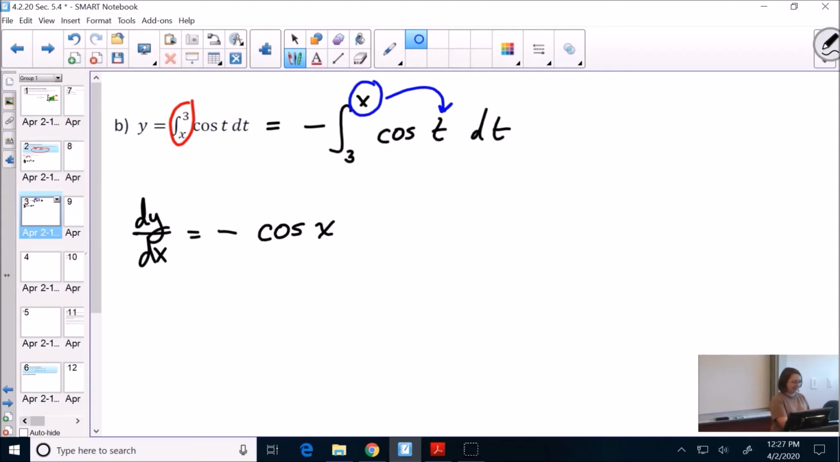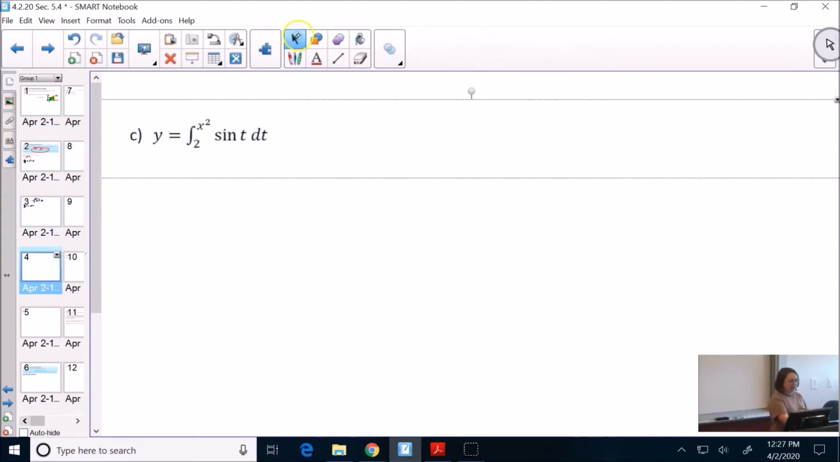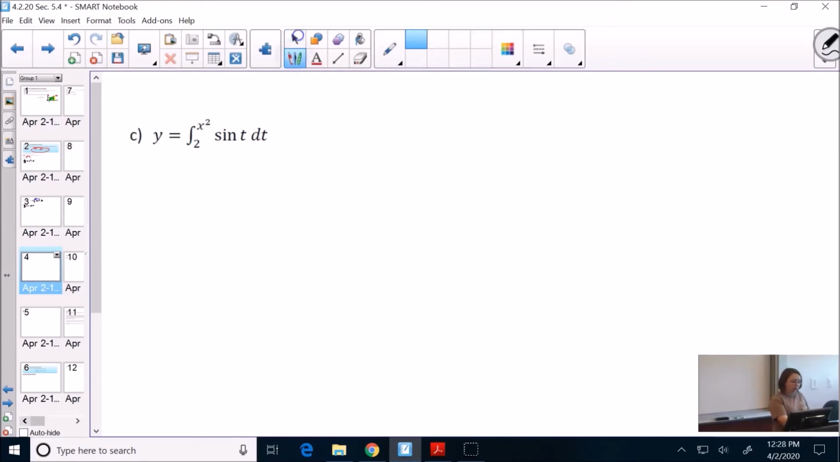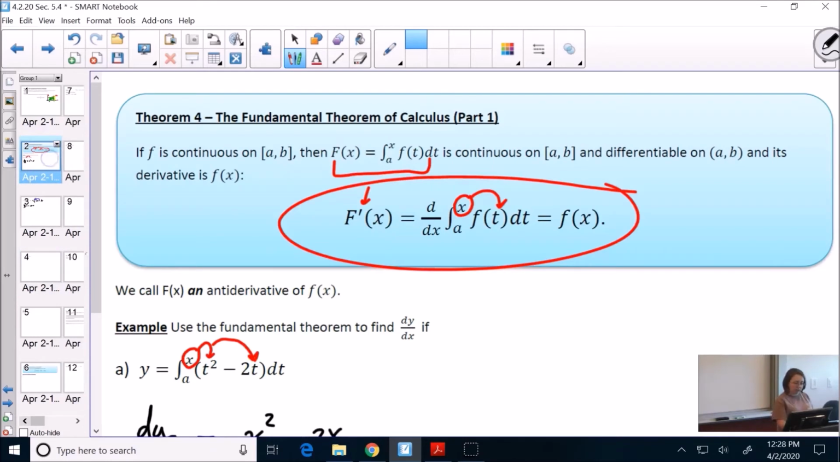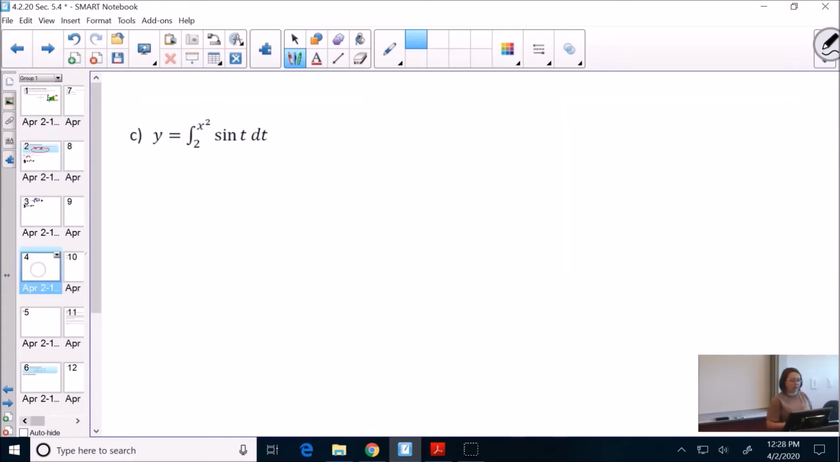Ready? Here we go. There's something else that's not quite right here. What's wrong with this picture? Well, our limits of integration are in the right order, but the fundamental theorem of calculus only applies if we have just x up top. We don't have just x up top in this new example, we have an x squared. So what are we going to do?